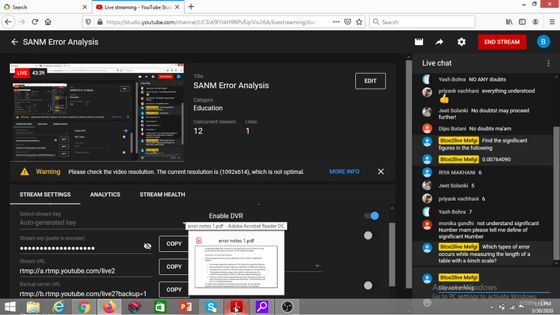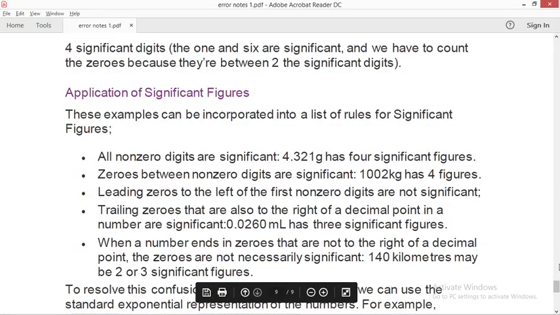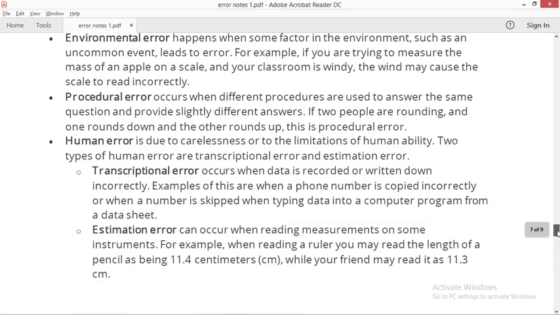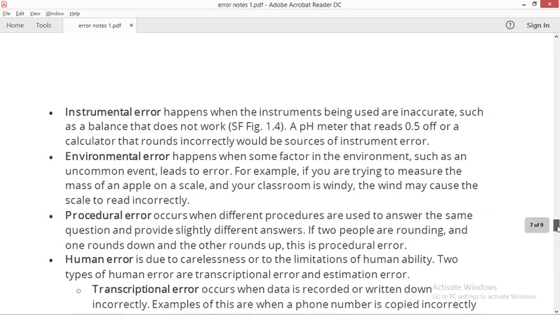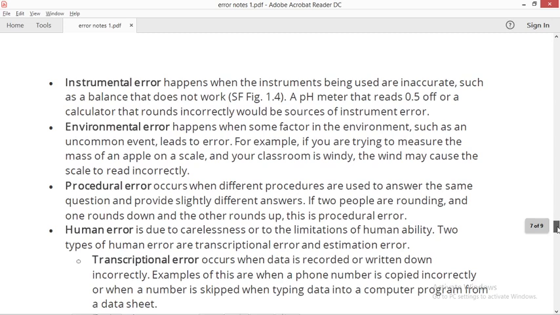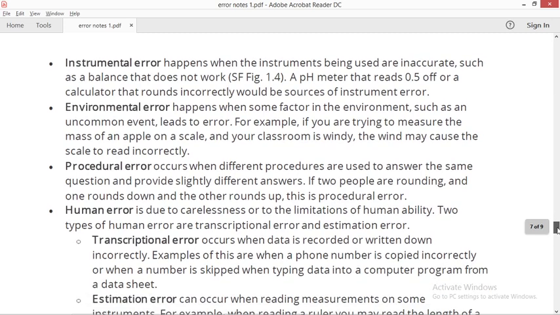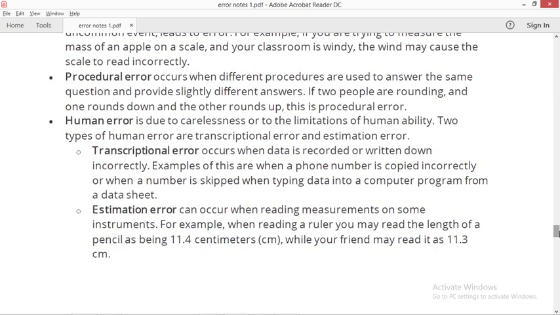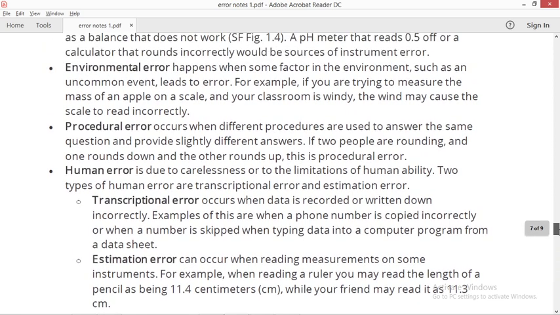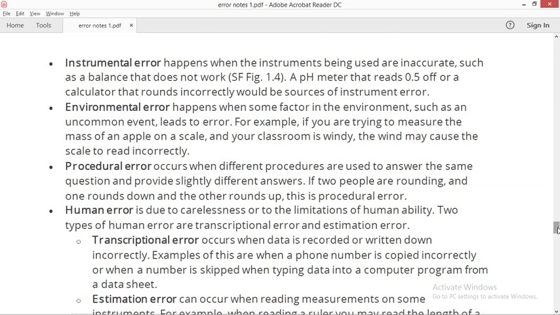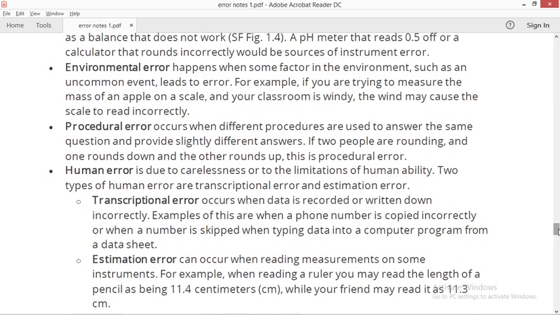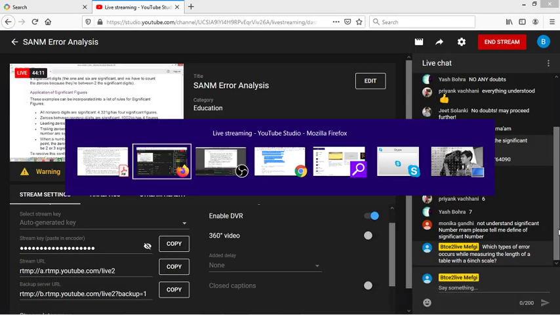I am waiting for your answers. And if you want to have a look at the different kinds of errors, here are those. Instrumental error. Remember, we are using the 6-inch scale. Environmental error. Procedural error. Human error, in which there are transcriptional or estimation error. Your answer can be a mixture of a few of these, all of these, any one of them, whatever. Please write your answers in the comments.